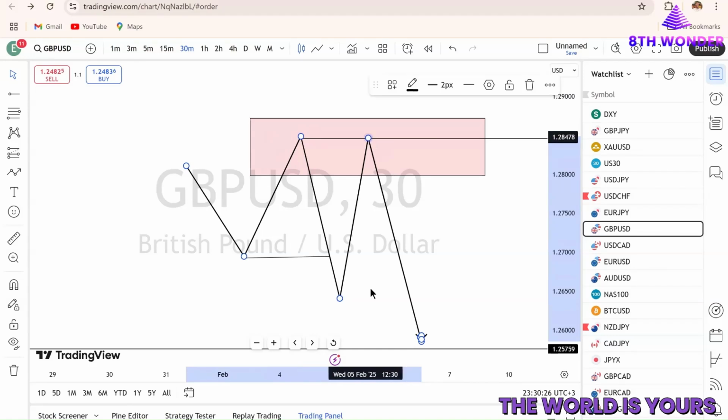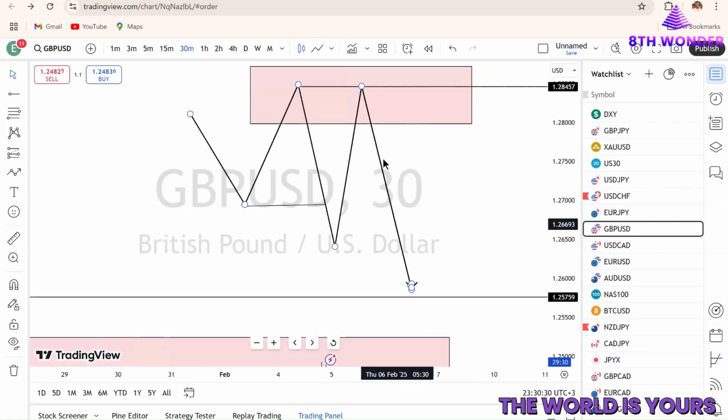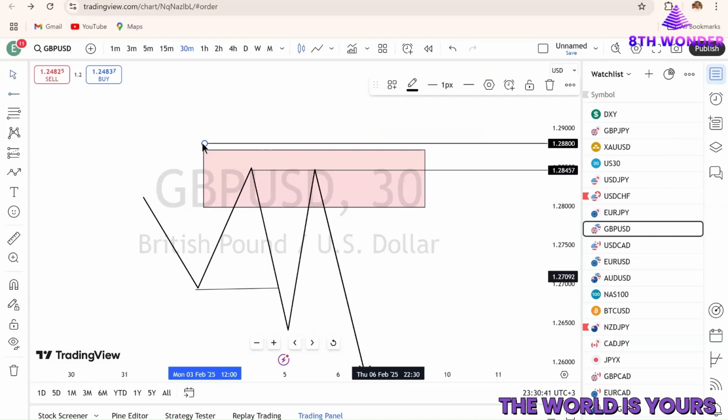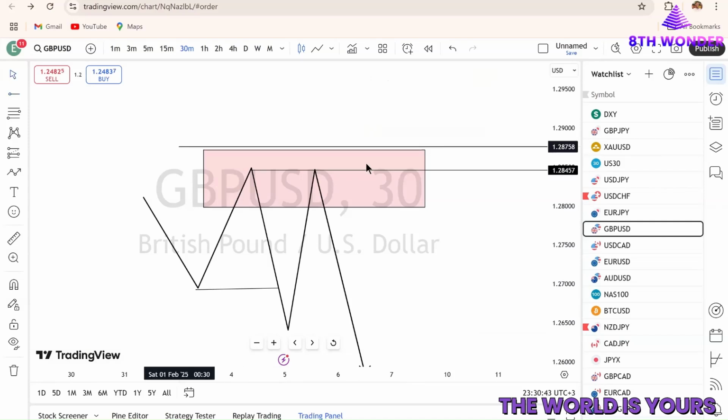Once you take your sells here, you consider this a confirmed entry. And your stop loss is always going to be above your zone. So if that's where you took your entries, make sure your stop loss is somewhere outside the zone. Now that's on the scenario of a supply zone.